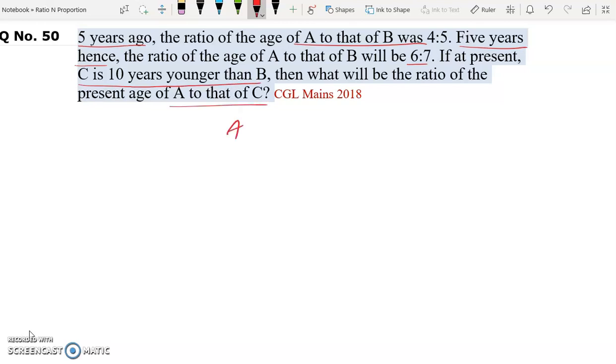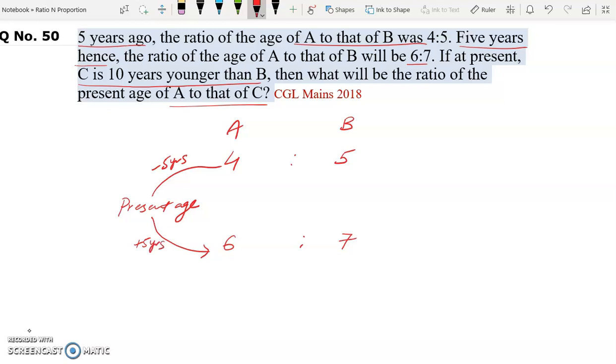So in this question, it's given the ratio of the age of A to that of B was 4:5, 5 years ago. 5 years hence, the ratio of the age of A to that of B will be 6:7. So this is 5 years ago, so minus 5 years from the present age, and this is 5 years hence, so plus 5 years from present age.